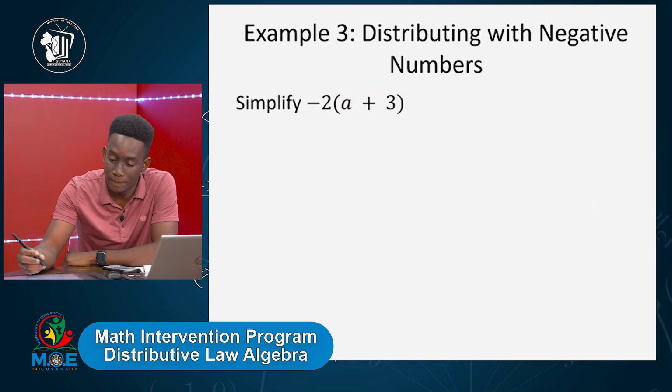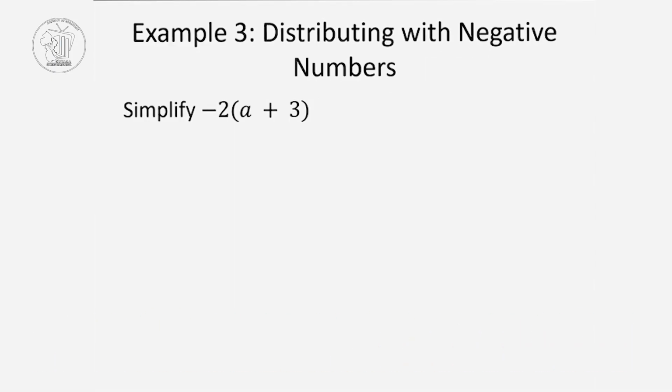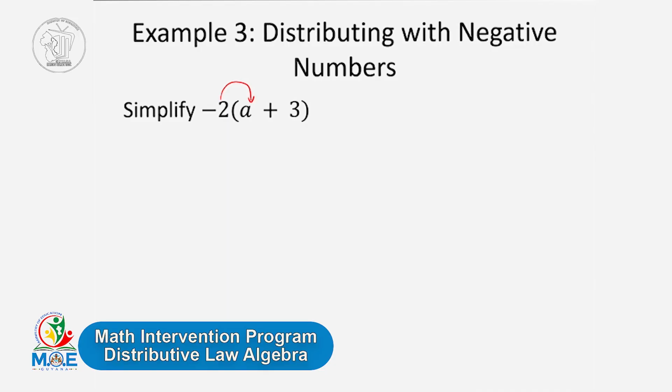Let's carry on to another one. So we have negative 2, open bracket, a plus 3, and you're asked to simplify this. So we see this negative 2 is multiplying the a. So negative 2 times a would give me negative 2a. And now we have negative 2 multiplied by positive 3. So we know a negative times a positive would give me a negative, and 2 times 3 would give me 6. So this answer would be negative 2a subtract 6.